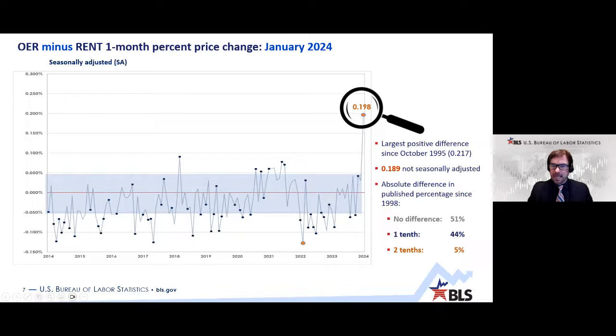So what's causing this gap? Why does this gap exist? As many of you know, price change for owner's equivalent rent is imputed by price change for rent. So you might be thinking they should be exactly the same. Why are they different? What causes them to diverge? And specifically, what caused the large 0.2 gap in January?